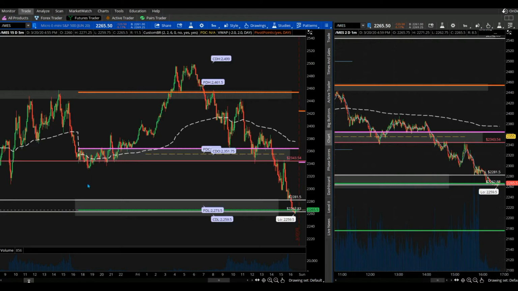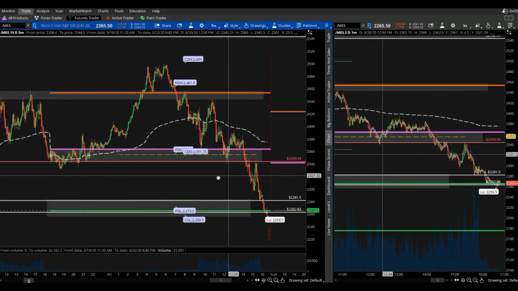All right, so same thing here. We reacted here, chopped around a bunch here, reacted here, reacted right there. So this is a good area. And then now we're down to S1. So if I'm looking to trade tonight, what do I typically look for?